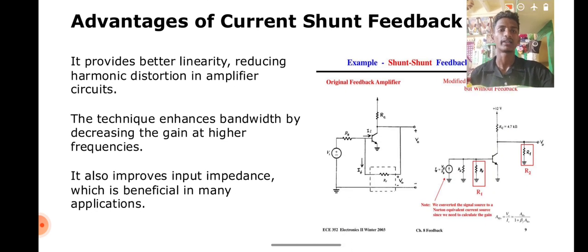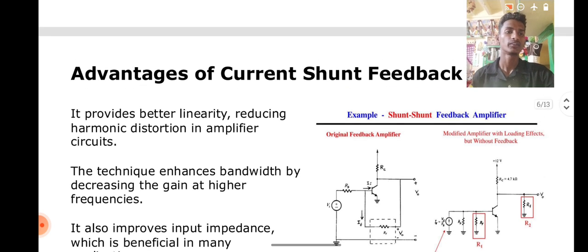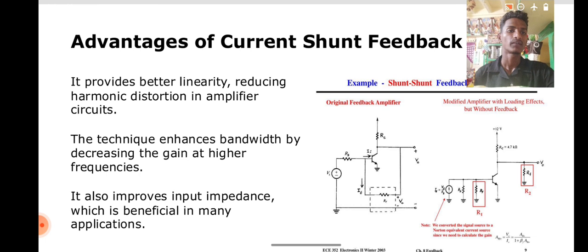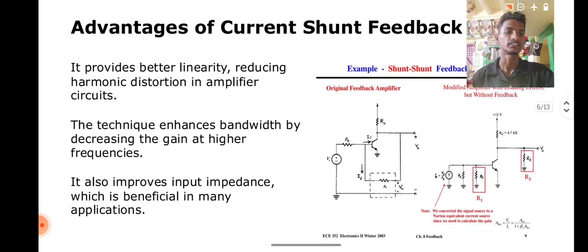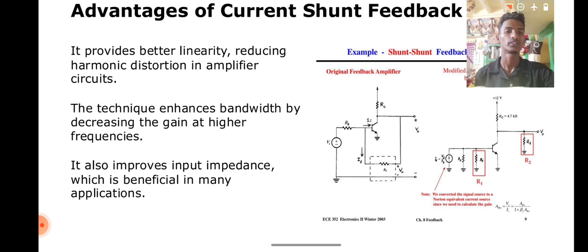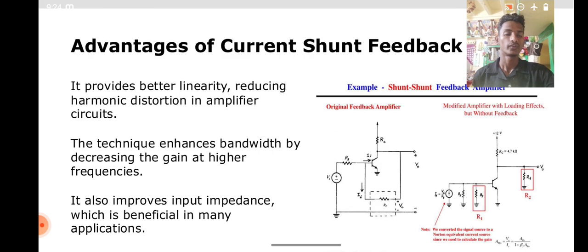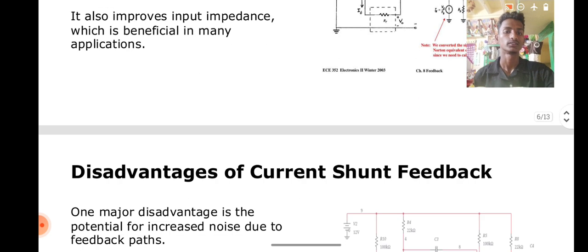Advantages of current sense feedback. It provides better linearity, reducing harmonic distortion in amplifier circuits. The technique enhances bandwidth by decreasing the gain at higher frequencies. It also improves the input impedance, which is beneficial in many applications. And this is the current sense feedback amplifier circuit: original feedback amplifier and modified amplifier with loading effects. The first figure shows the circuit with feedback and the second figure shows it without feedback.